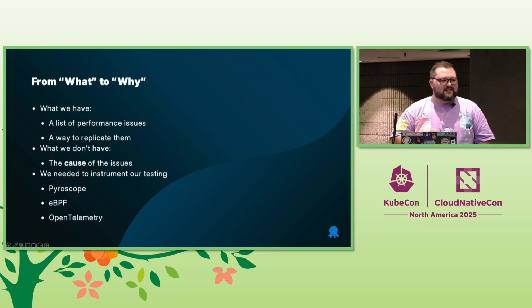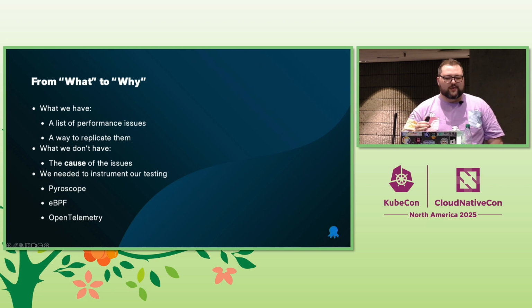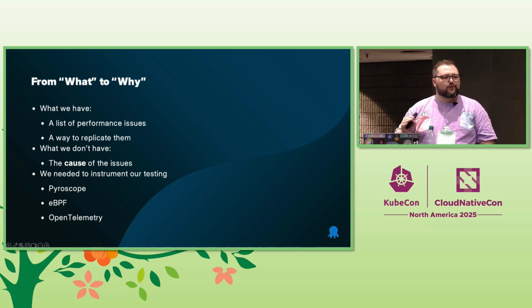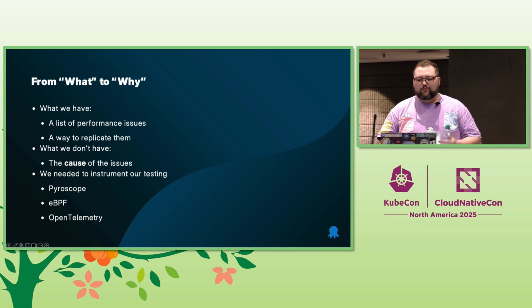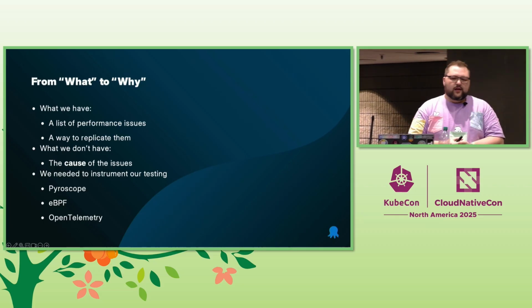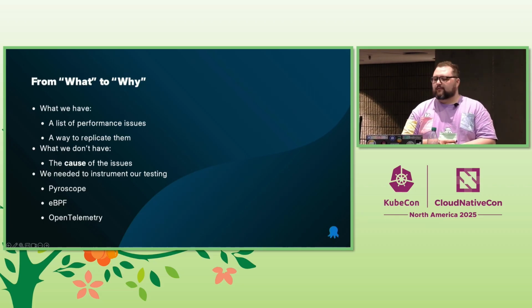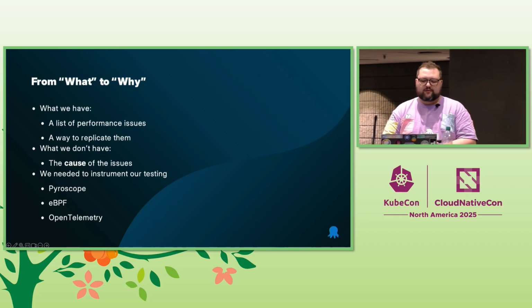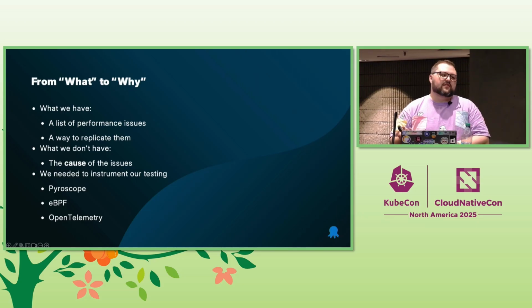And now we get into really the meat of this talk, which is the why, which is what observability is all about. We knew what parts were bad, but how on earth can we find the cause? And more importantly, how do we debug the performance issues when we're not sure where they're from? So we needed to instrument. We used, in our case, a mix of Pyroscope, eBPF, and OpenTelemetry, specifically traces.